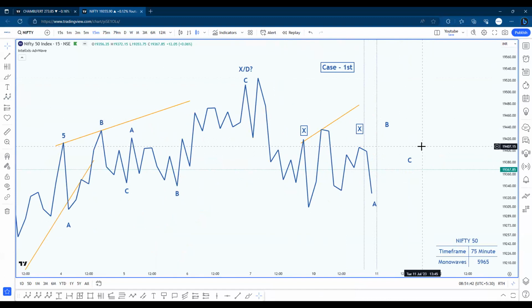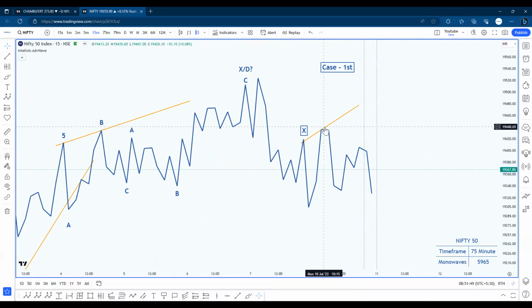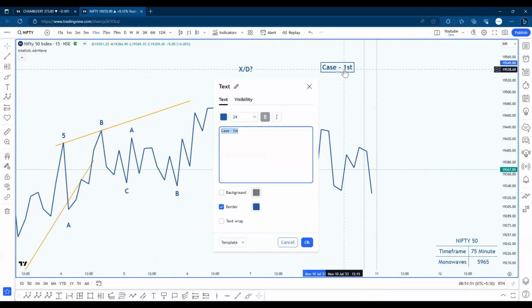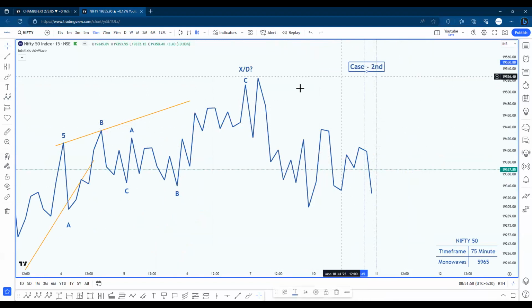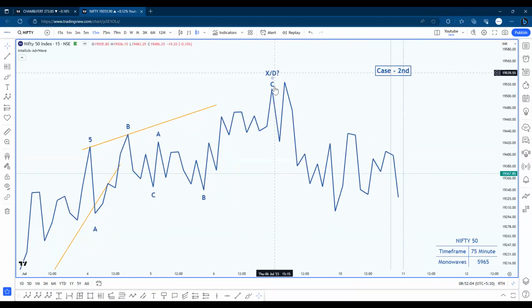Okay. Now, if I consider this whole as a triangular pattern, then what will be my case? I'm going to delete this and I'm considering it now as case second. Okay. So in case second, the one thing that is very clear is that this is going to be either wave X or D. If it's a wave D, then obviously this is going to be the wave A. If X, then it's itself a pattern. In both the cases, I am considering X or D.